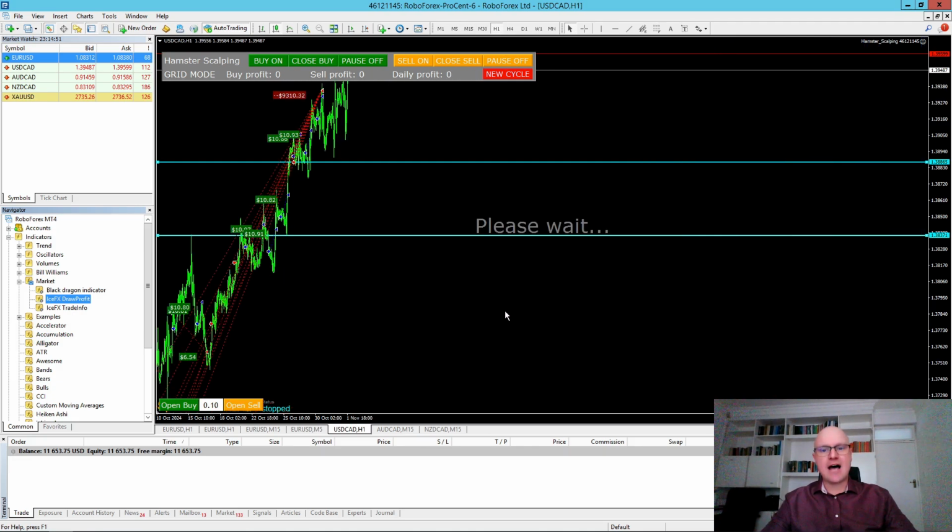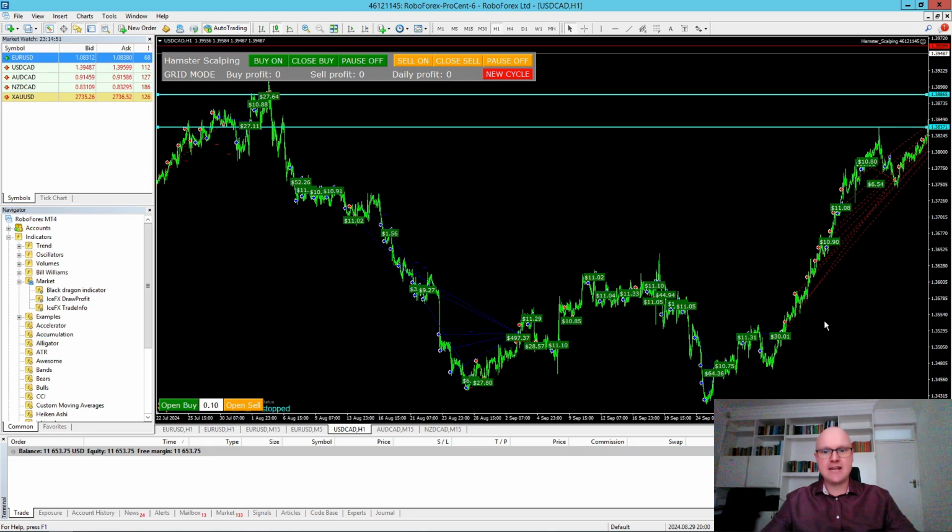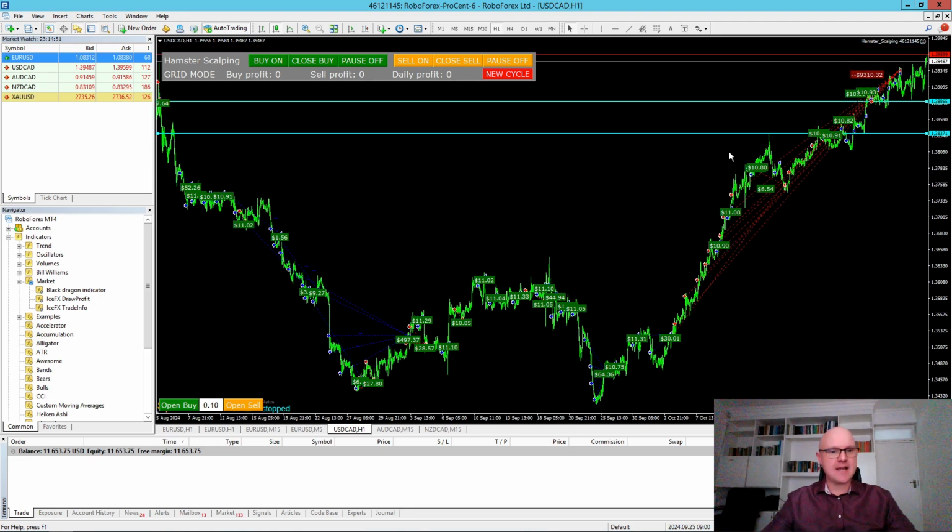So if we load the higher time frame, which is now the hourly, you can see the extreme amount of trades that this EA has been placing, especially if we look at during the strong uptrend period that the pair has been experiencing. The EA was able to then not recover from it and had a very big loss of $93.